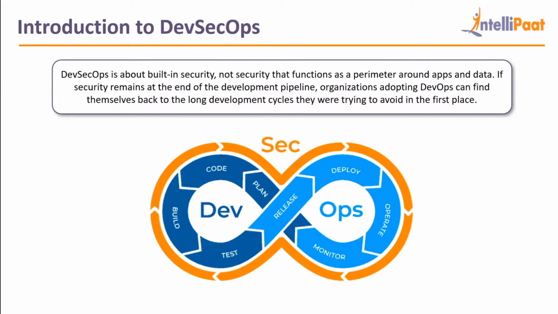So now coming to DevSecOps, in DevSecOps you get built-in security, not security that functions as a perimeter around apps or data. If security remains at the end of the development pipeline, organizations adopting DevOps can find themselves back to the long deployment cycles that they were trying to avoid in the first place. That is, if you finish off your DevOps lifecycle, and once your software development lifecycle ends, and then you concentrate on security, again it will take a lot of time to complete that. So the main purpose of DevSecOps is to integrate security inside of the DevOps lifecycle. So when the software development lifecycle goes as is, the security also should be implemented at the same time.